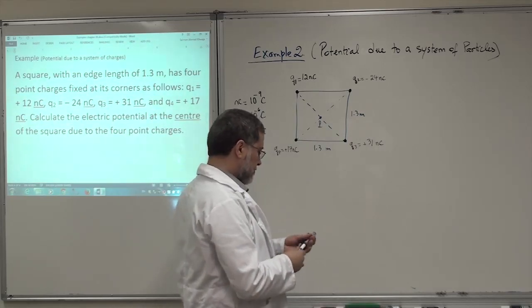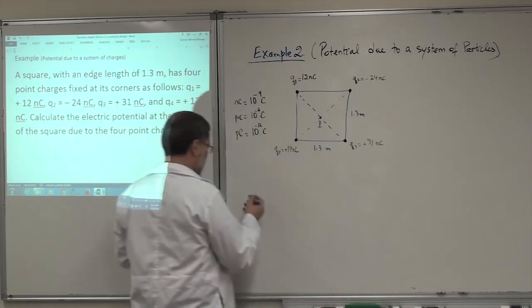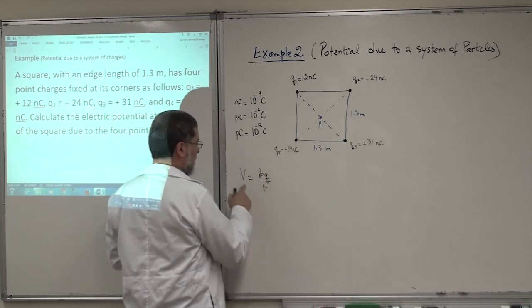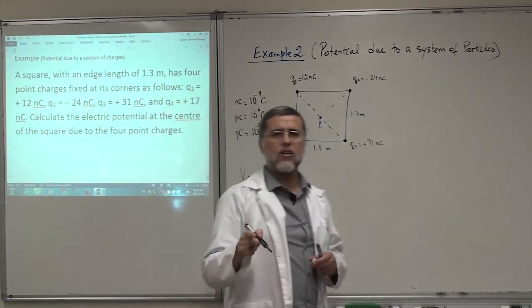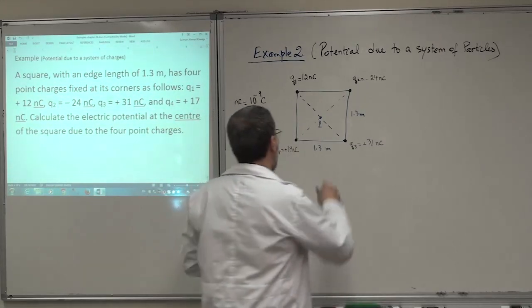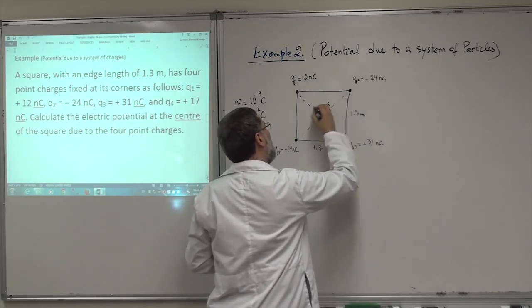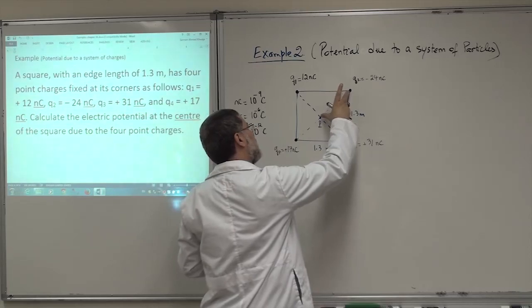Now, you remember that the potential V is equal to K Q over R for any point charge. R is the distance from the charge to the point where you want to calculate the electric potential. I want the potential at this point, so this is my R here. And R is the same for all charges. You agree? That's half of the diagonal here.